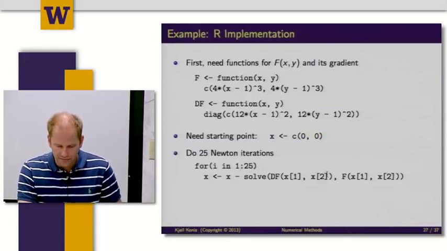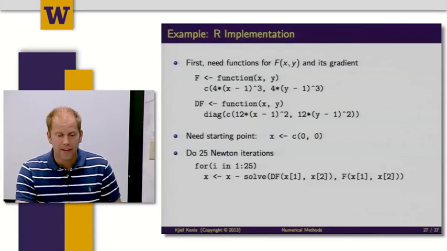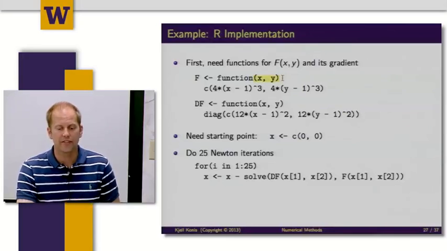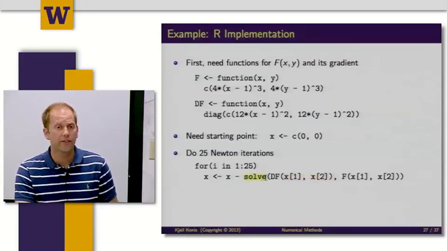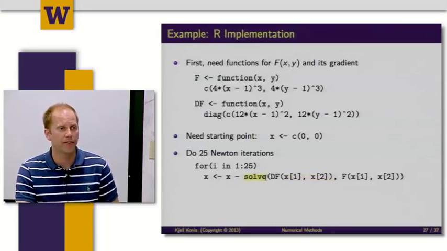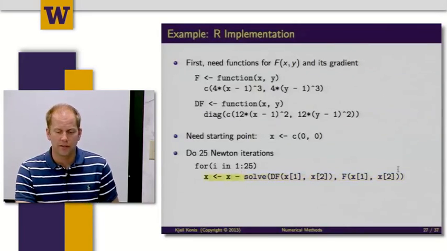Because I've defined these functions as functions of x and y, I need to provide each one of them with two arguments. So it's just the first element of x and the second element of x. I can use the solve function to solve the linear system that I was talking about on the previous slide. All I have to do is give the matrix A and the vector b, and solve is going to solve that linear system for me. And then my updating step is just to say x_k minus u becomes x_{k+1}.